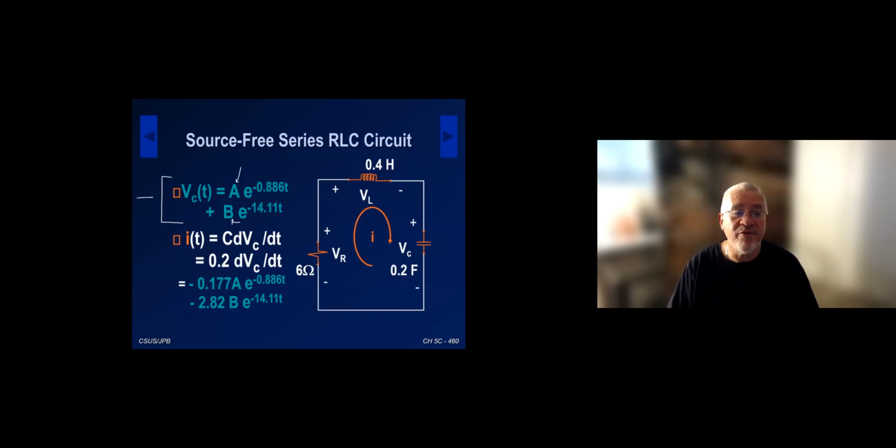So now I have the capacitor voltage and the inductor current. I'm going to go ahead and apply initial conditions. I'm going to say VC at 0 is equal to 1 volt. So when I do that, when I set t equals 0, both of the exponentials will go to 1. So it's going to be 1 is equal to A plus B. And then I'm going to say I at t equals 0 is equal to, I believe, 2 amps. That was the initial condition. And then you're going to get 2 equals minus 0.177A minus 2.82B. And then we solve for A and B.